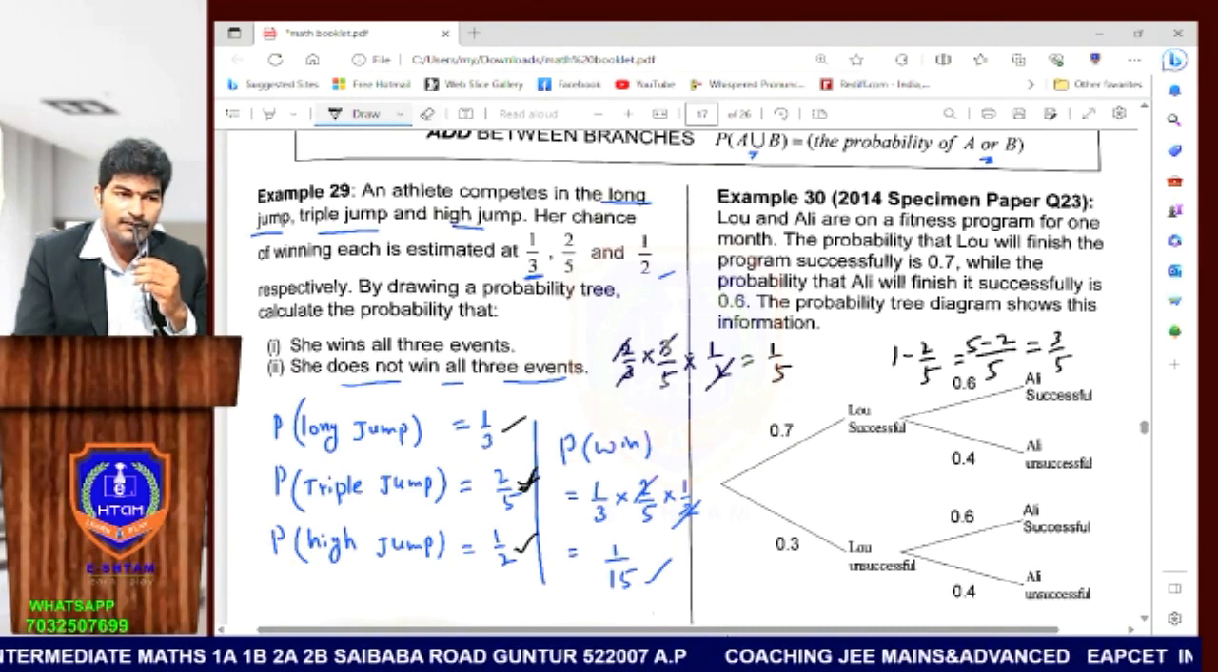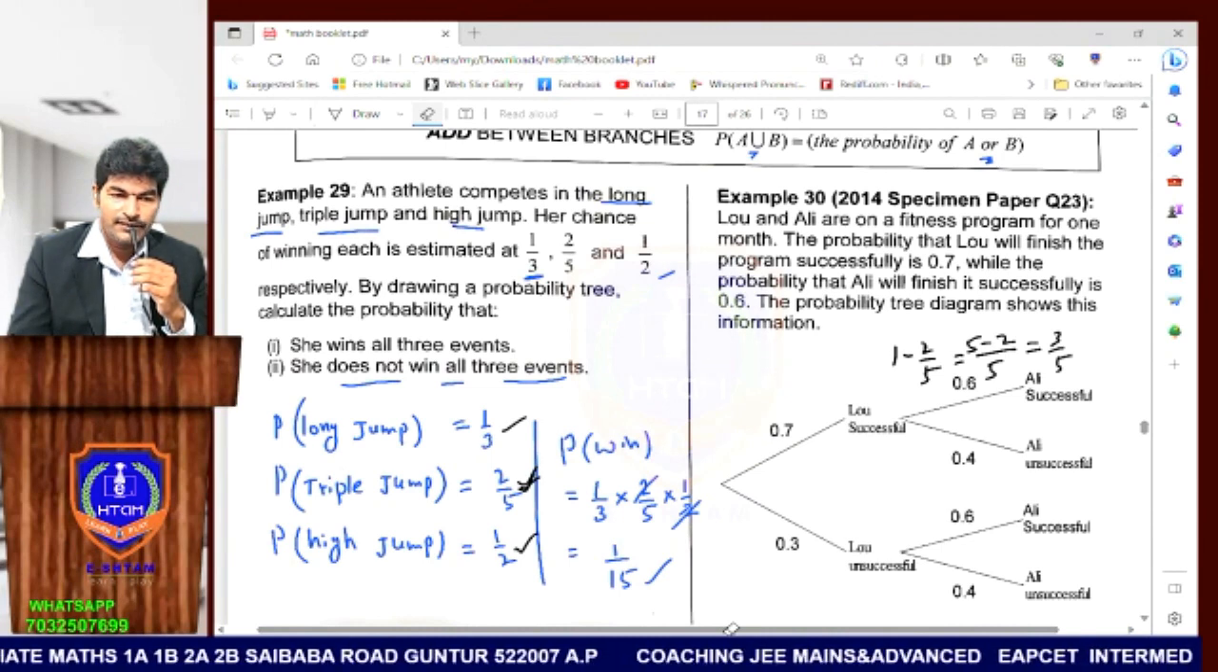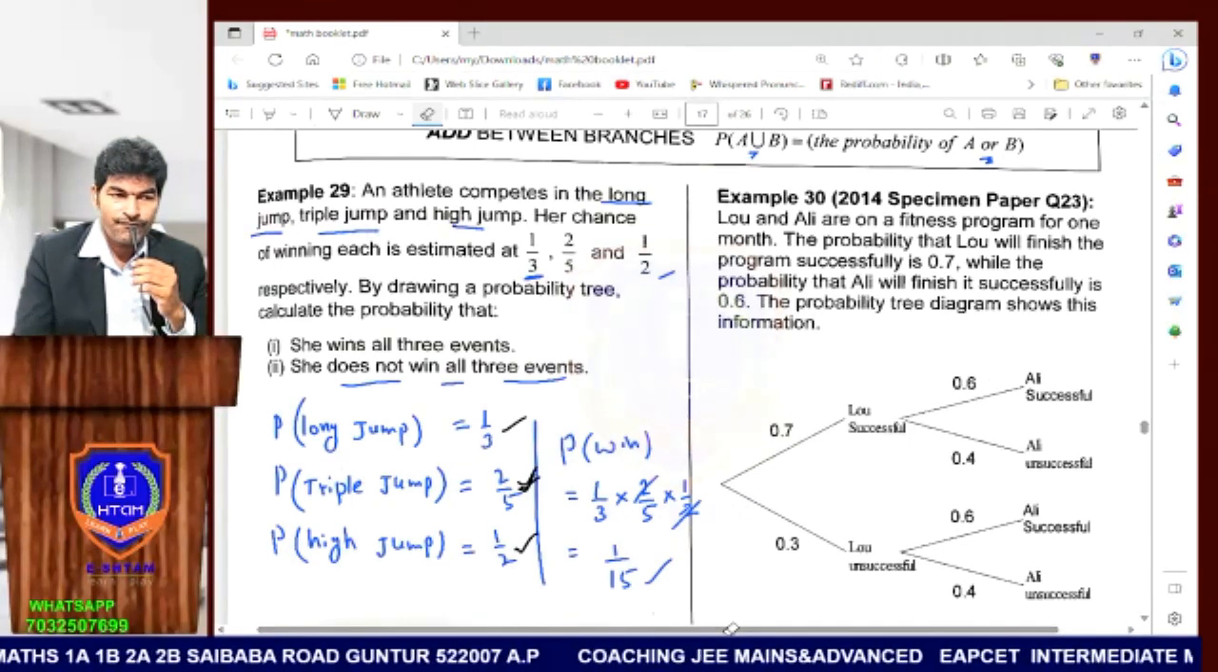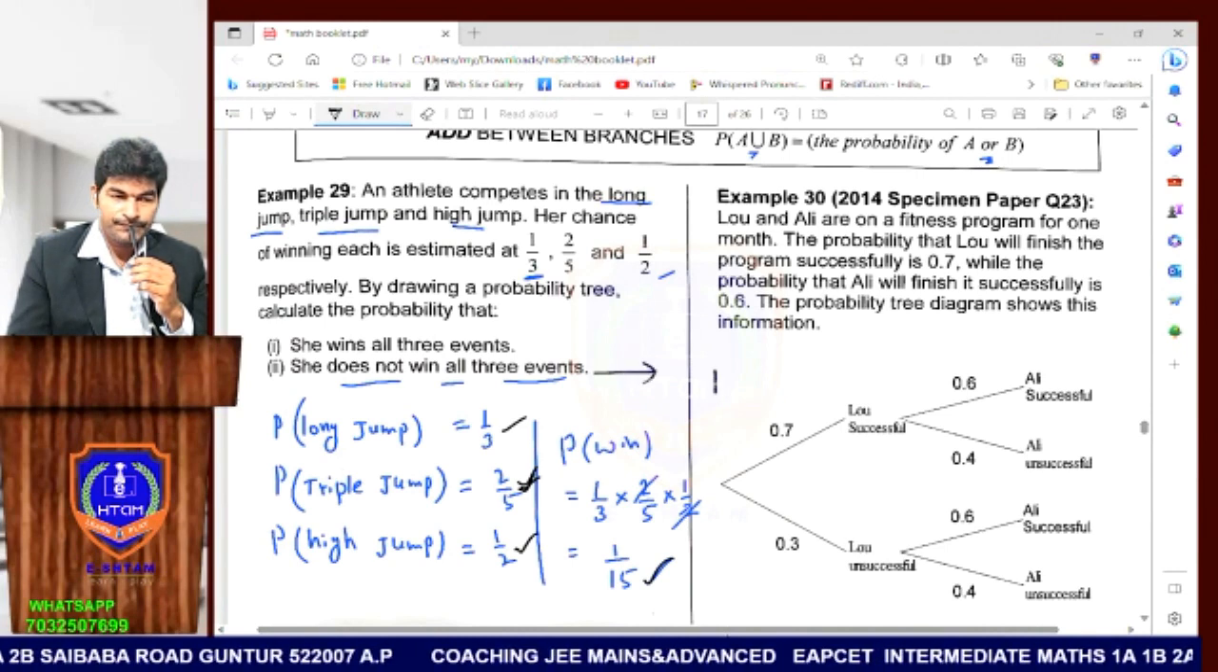Okay, the question says not win all the three times. So we calculated the winning probability. If you subtract it from 1, 1 minus 1 by 15, that will give you the answer, right?